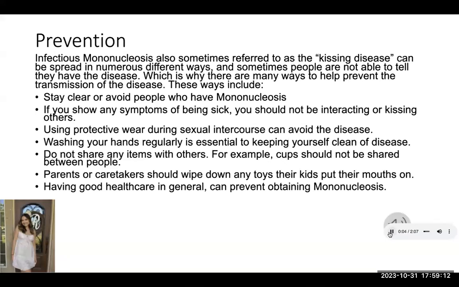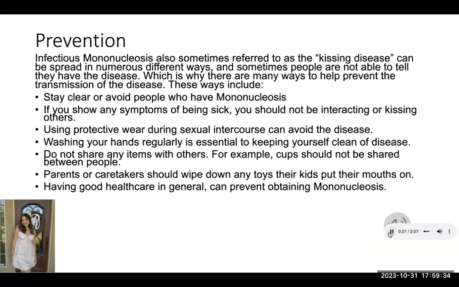I have covered the topics of prevention and environmental factors for infectious mononucleosis. Starting with prevention, infectious mononucleosis is also sometimes referred to as the kissing disease. It can easily be spread in many different ways, but there are multiple ways that it can be prevented.